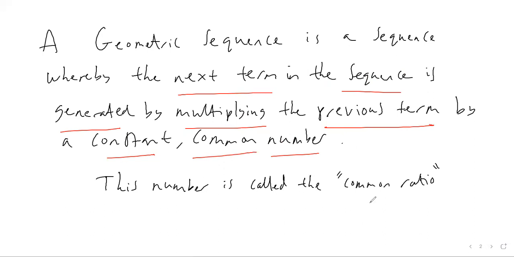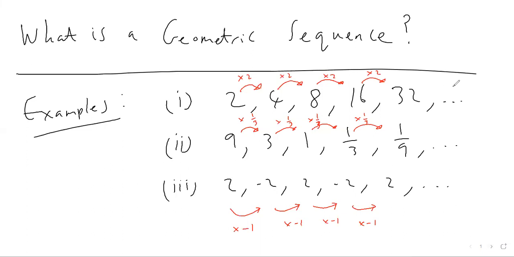That's what a geometric sequence is, and the number that you multiply by each time is called the common ratio. We call it the common ratio, and usually we use the letter R for it. So R means common ratio, and we'll be using the letter R in the future. In this case up here, the R value would be 2. With this sequence here, the R value would be a third, and with this one here, the R value would be -1.